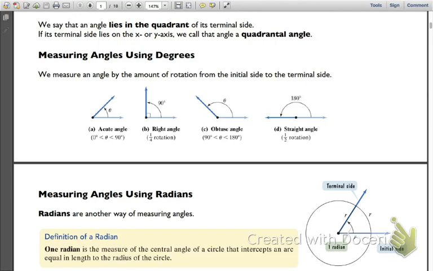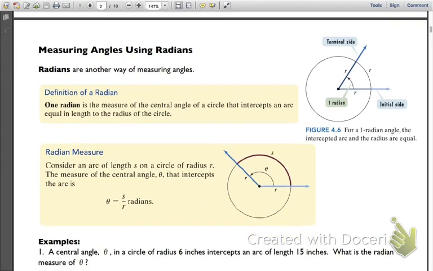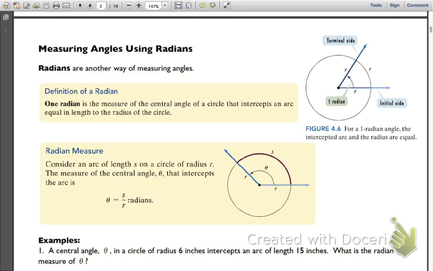Now, the nuts and bolts of measuring angles using radians. A radian is the measure of a central angle of a circle that intercepts an arc length equal in length to the radius of the circle. Whenever we measure a radian, all we're going to do is measure the arc length around the circle, and then divide it by whatever the radius is. So for us to know what the radian measure of our circle is, it's going to be whatever the arc length is.